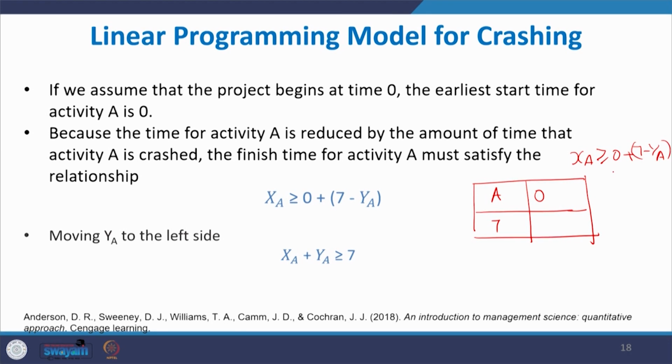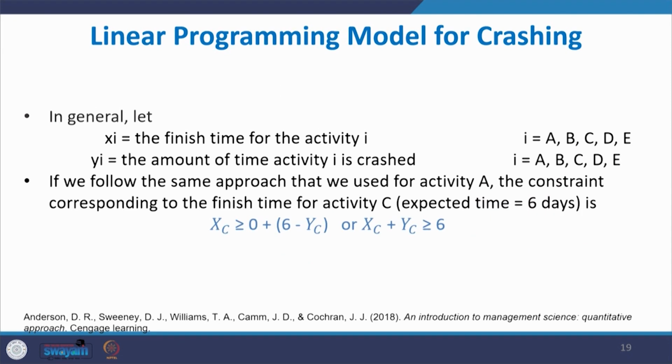So, what is the 7? It is the duration. What is YA? YA is how much time we are going to crash it. So, XA is nothing but the earliest finishing time. XA should be the earliest starting time 0 plus 7, that is the duration, minus how much time we are going to crash it. So, when you bring this YA to the left hand side, it becomes XA plus YA is greater than or equal to 7.